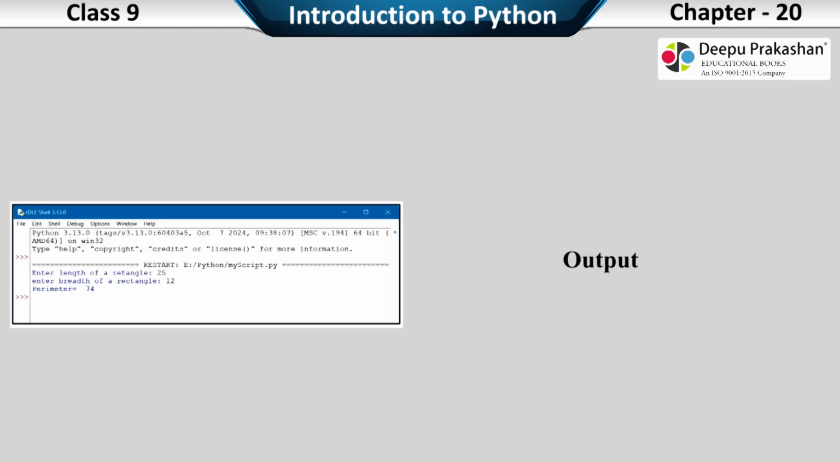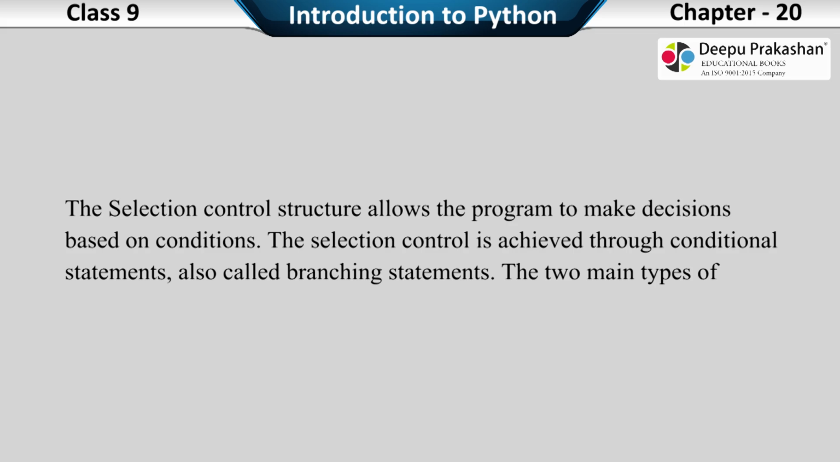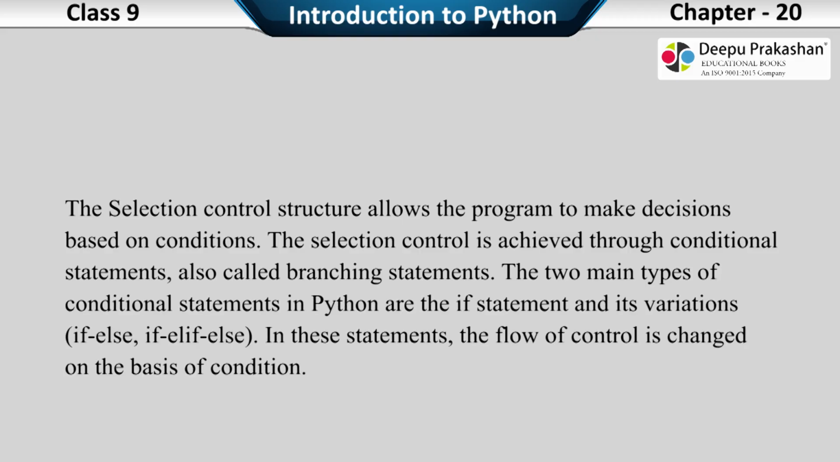Output. Selection statements. The selection control structure allows the program to make decisions based on conditions. The selection control is achieved through conditional statements, also called branching statements. The two main types of conditional statements in Python are the if statement and its variations, if-else and if-elif-else. In these statements, the flow of control is changed on the basis of a condition.